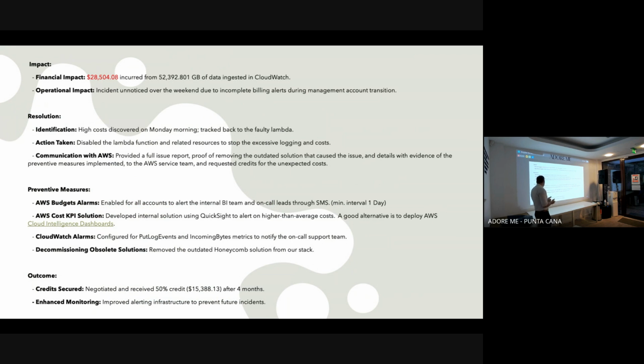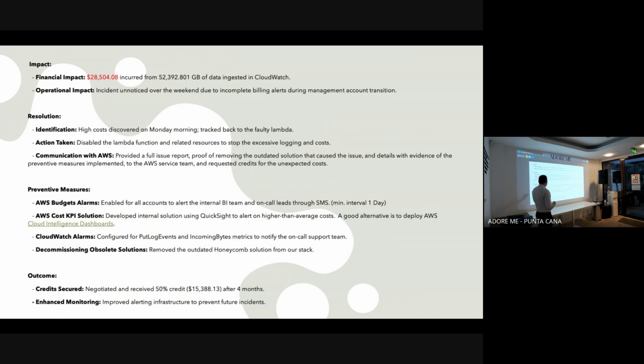What preventive measures did we take, basically? So we added budget alarms, because the transition completed on that day. We enabled them throughout all accounts and used SMS notification for the budget alarms. Keep that in mind for the next bullseye.